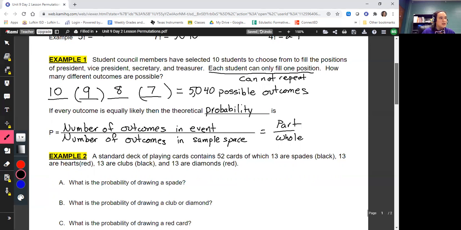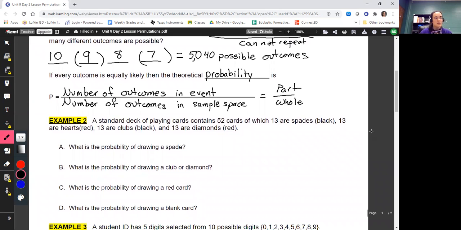So for our next set of examples, we are looking at a standard deck of playing cards, which contains 52 cards, 13 of which are spades, they're black, 13 of which are hearts, and they're red, 13 which are clubs, and they're black, and 13 which are diamonds, and they are red.